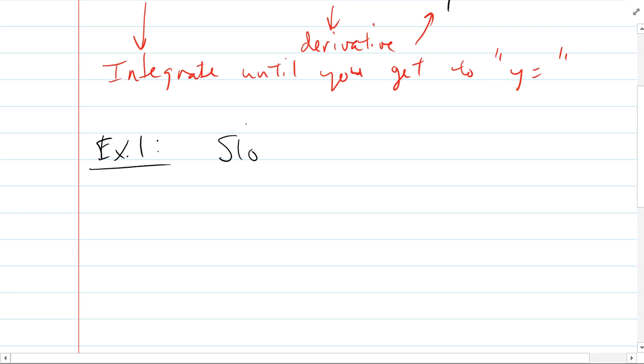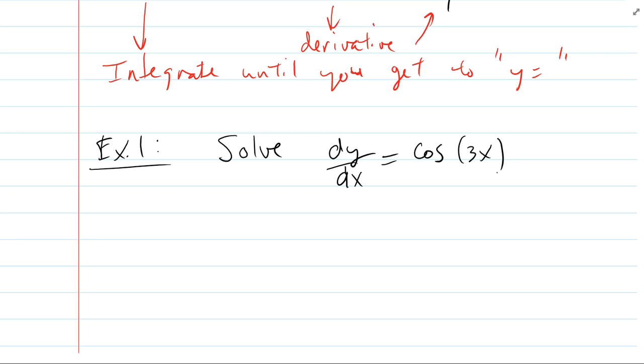Example 1. Solve dy/dx equals cosine of 3x. Is that a derivative? To solve it, I want y equals. How do you undo a derivative? Integrate, right? You want an antiderivative.